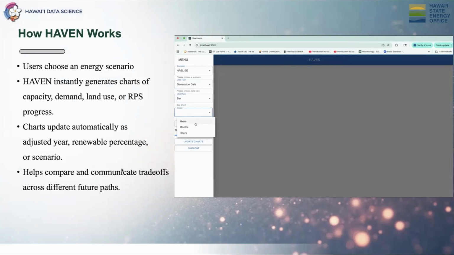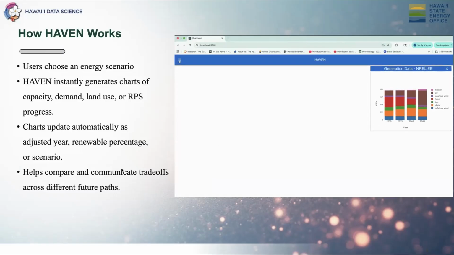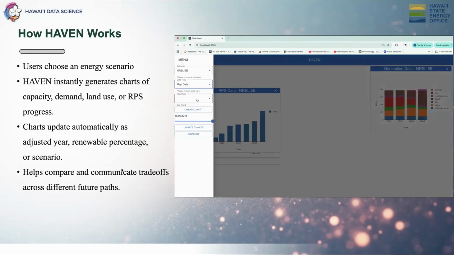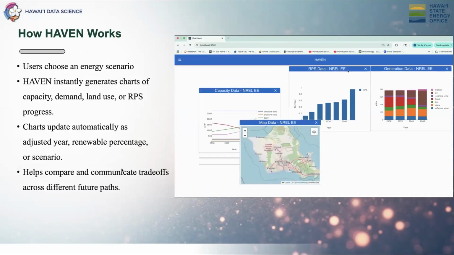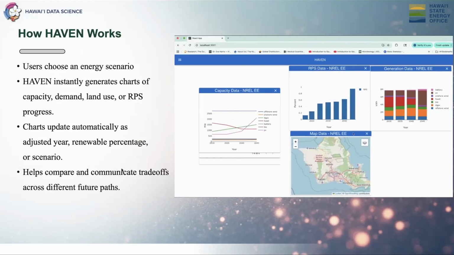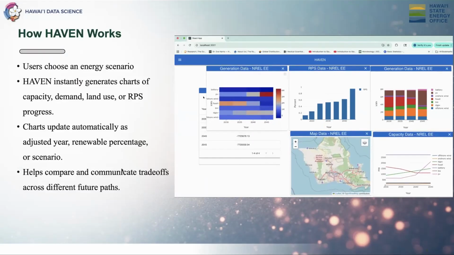When you open the app, on the left side you can choose the scenarios. Scenarios came from the different data sets, and using those data sets, analysts made models on that. When you open the scenarios, it generates interactive charts showing capacity, demand, land use, RPS progress, and we can compare these charts, putting them side by side together and understand the trade-offs. So this helps decision makers and policy makers make better choices about capacity expansion and long-term energy planning.